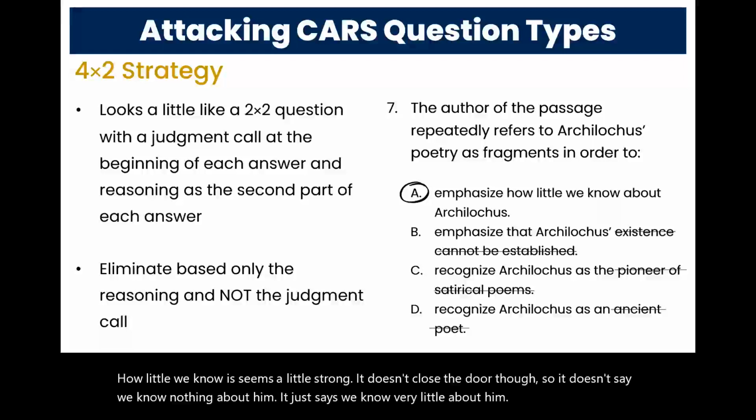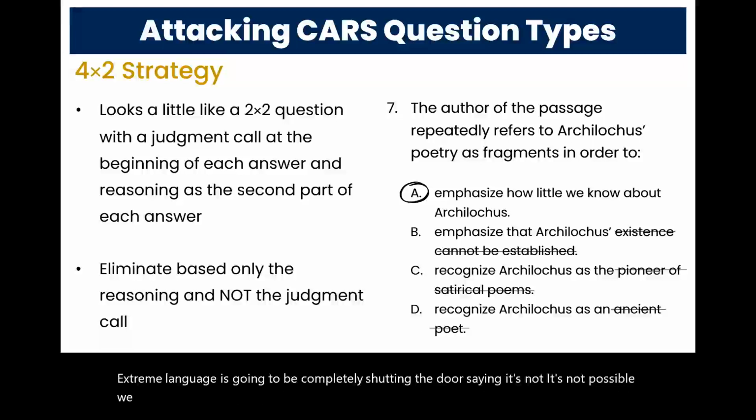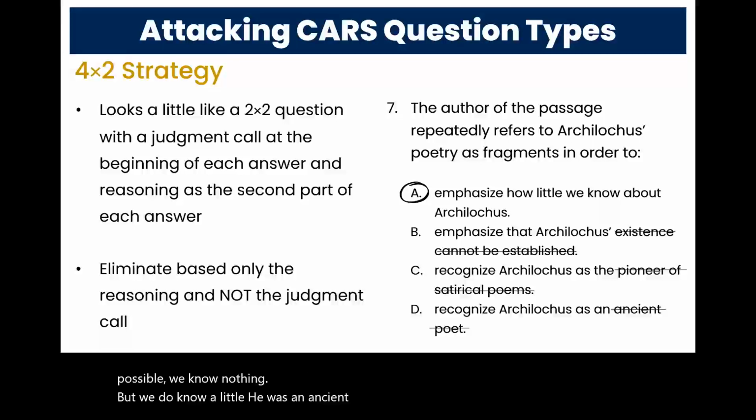Extreme language is going to be completely shutting the door, saying it's not possible. We know nothing. But we do know a little. We know he was an ancient poet, according to the passage, which means we know a little about him.